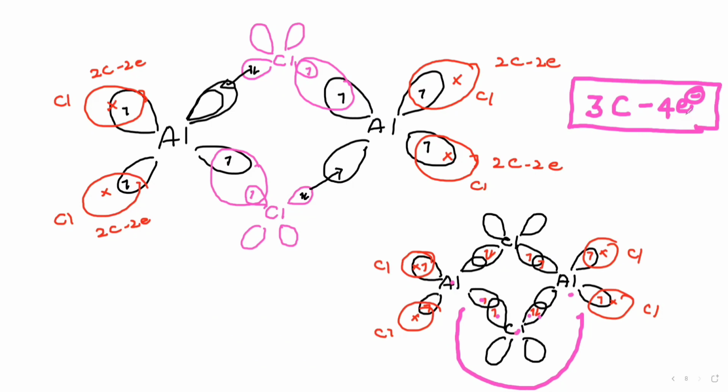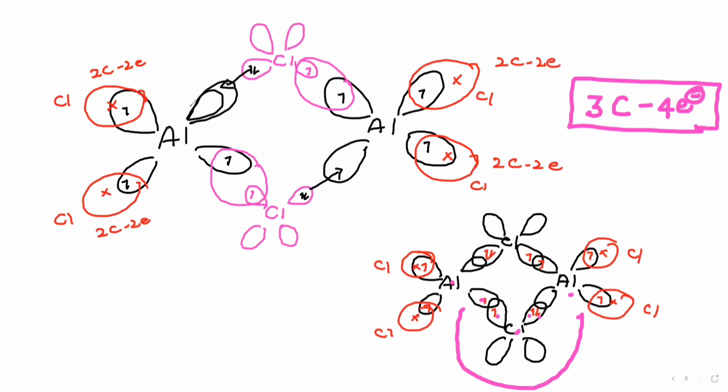How can 4 electrons happen? Because chlorine has 1 unpaired electron and also 3 lone pairs. One of the lone pairs completely gives its electron to the vacant orbital of the aluminum atom. Okay, in the case of Al2Cl6, which bonding can take place? The 3 center, 4 electron bond.